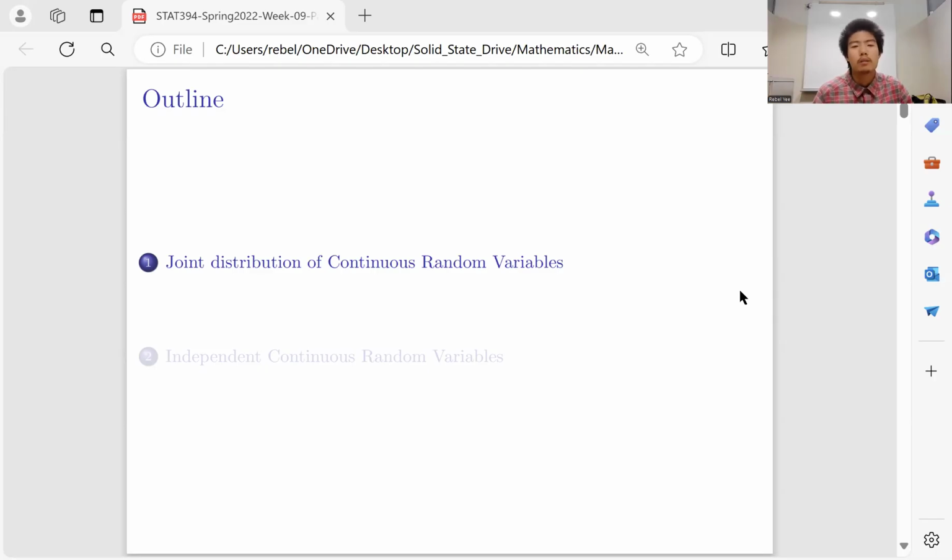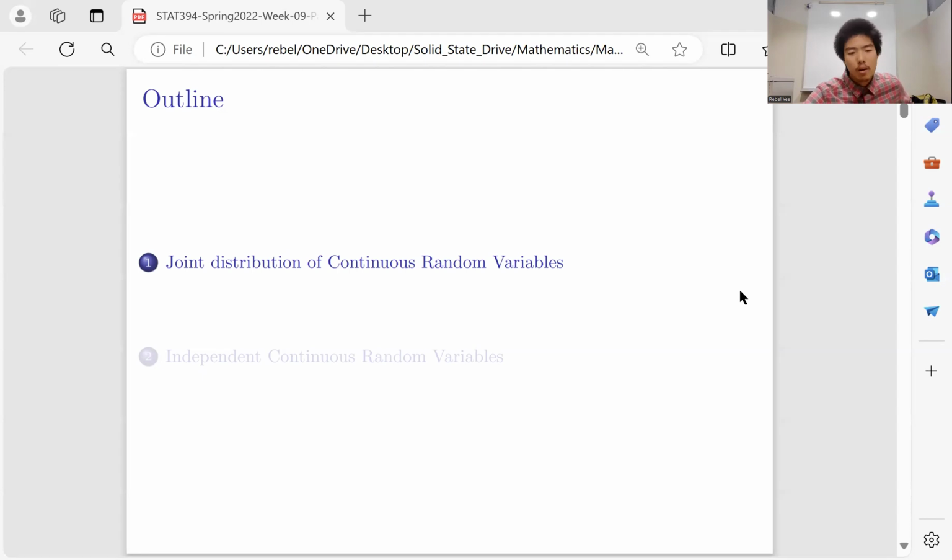Last time we talked about the joint distribution, where we consider two variables all together at the same time. But we only considered the discrete cases last time. So today we are going to move to another type of random variable, which is called a continuous random variable, and how its joint distribution will look. This will be our main topic today.